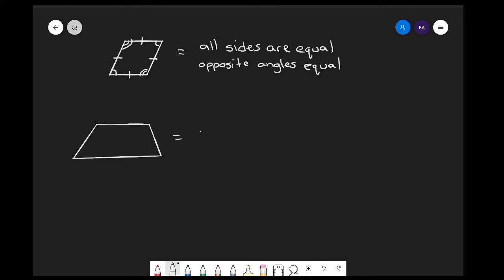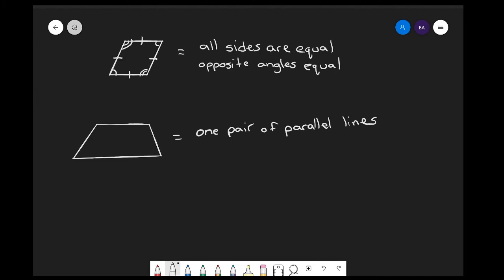Okay, so this just needs to have one pair parallel. I never remember where the double L goes. If I've made it wrong, I'll put a comment in the YouTube video. So one pair of parallel lines to make up a trapezoid.